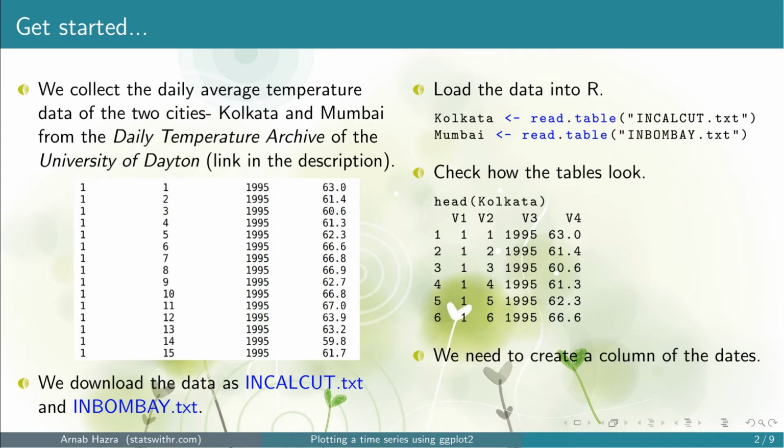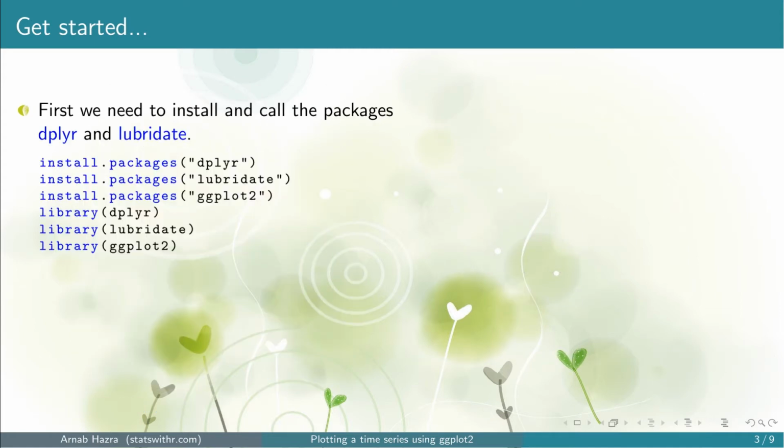So next we use v1, v2 and v3 to form a column for dates. For that we need the packages dplyr and lubridate. Also, we will need the package ggplot2 later. So we install them and call into R using the functions install.packages and library. You are free to install them simultaneously as well.